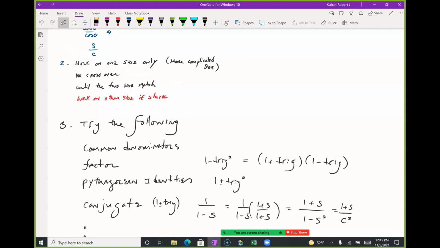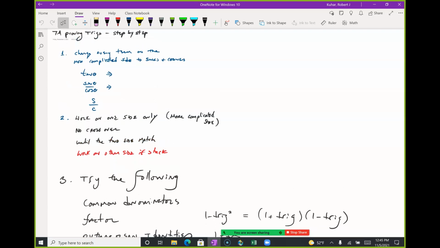Am I giving you enough time to write all of this down? Make sure you're writing this down, right? You want to be able to look back on it in your notes as you're doing problems.